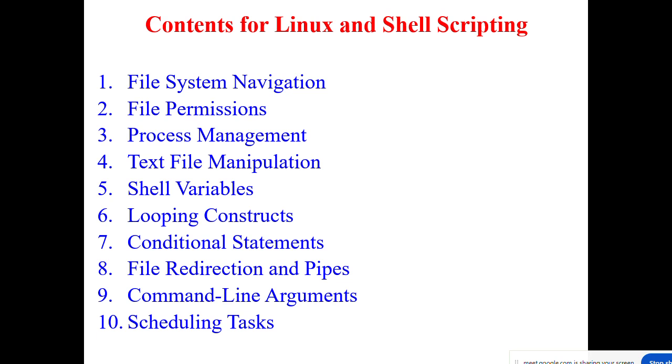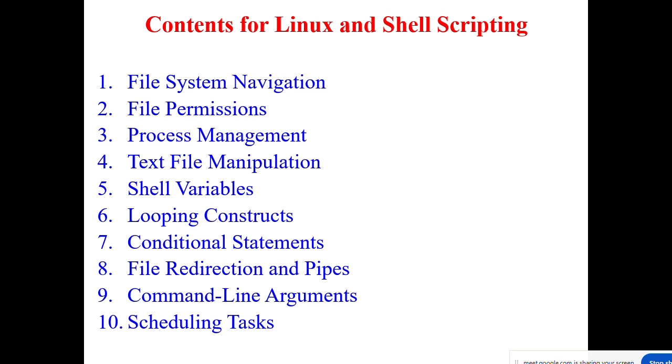Then text files: how to create a text file, how to manipulate it, how to save, how to rename, how to move. Many commands we will see. Shell variables: a variable varies its value at runtime. We use variable types like local variables, global variables, static variables, dynamic variables, external variables, register variables, etc. Looping constructs: we have three types of loops.